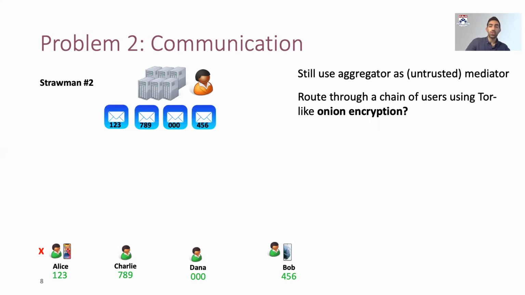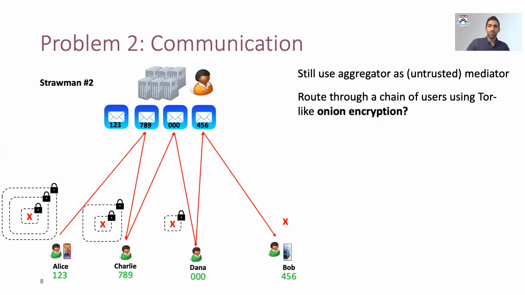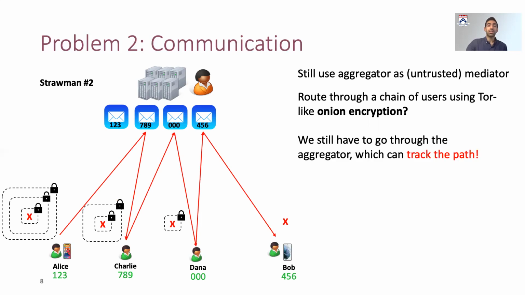I'm adding 2 additional mailboxes. And Alice is going to encrypt her X with layers of encryption. She's going to put this into Charlie's box, who's going to download this and remove 1 layer. And this will happen until we reach the final node in the destination. So Bob eventually gets X after 3 layers of encryption are stripped off. However, the aggregator can still track this single path.